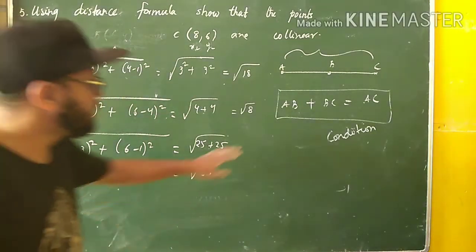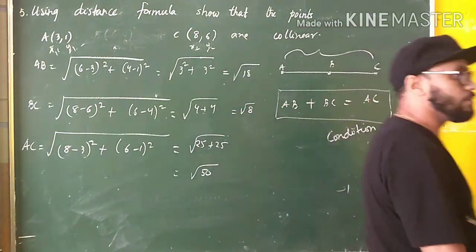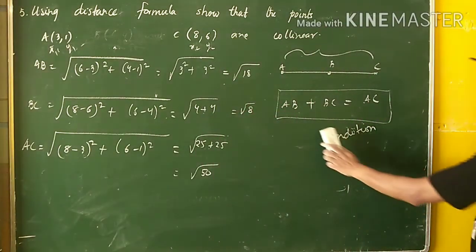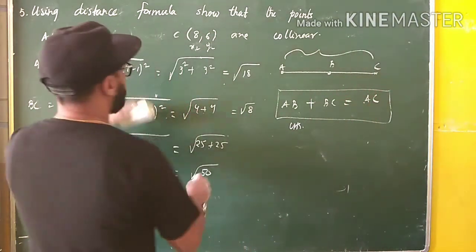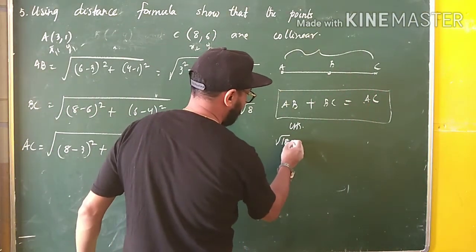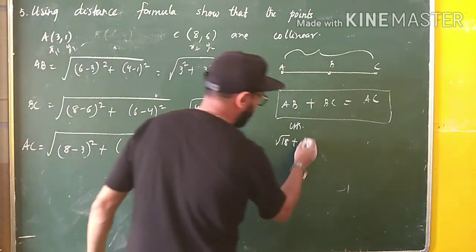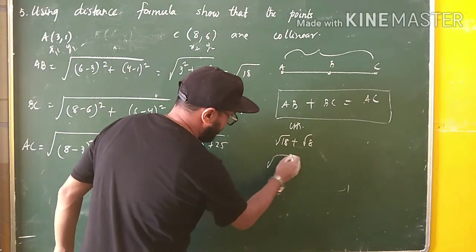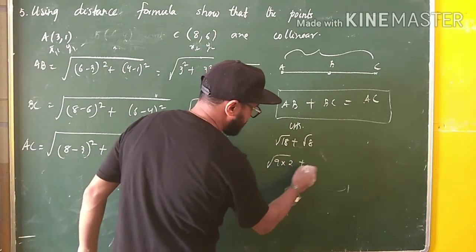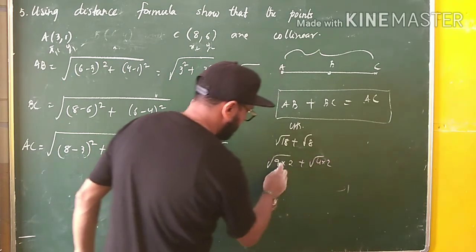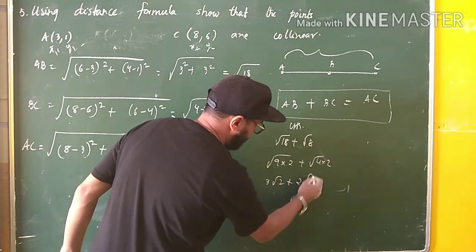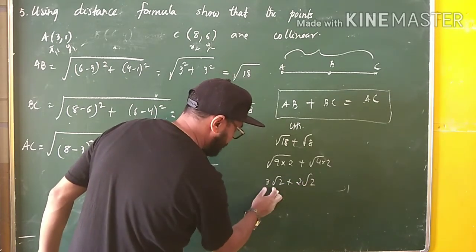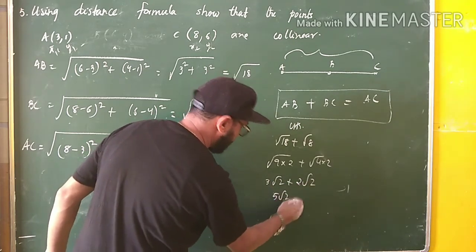Now we have to prove that AB plus BC is equal to AC. Then only we can say that they are equal. Now let's substitute it here on the left hand side. AB is root 18 plus BC is root 8. Now let's break it. So can I write this as root of 9 into 2 plus root of 4 into 2. So square root of 9 is 3 and square root of 4 is 2. So we can add these two: 3 plus 2 is 5 root 2.